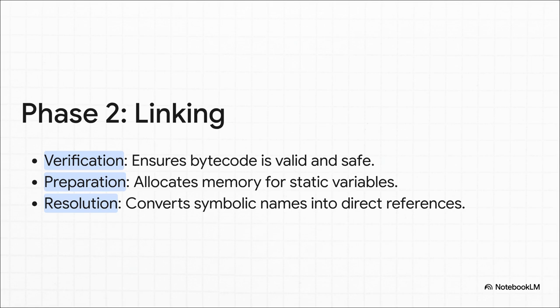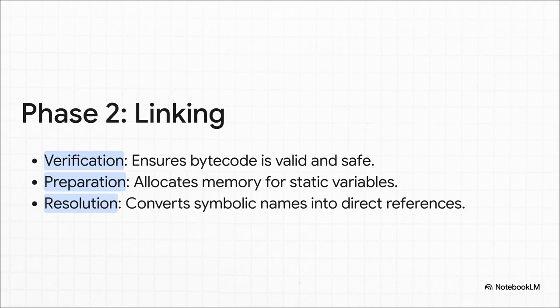This is kind of like the quality control and setup station. Linking itself actually has 3 little substeps. First is verification. This is a huge security check to make sure the bytecode is legit and isn't going to crash the JVM. Think of it like a security scan. Next is preparation. Here, the JVM sets aside memory for any static variables in the class and just gives them a default value, like 0 or null for now.